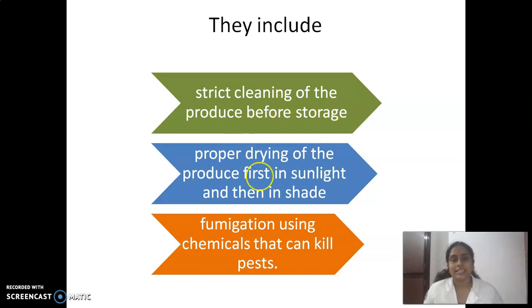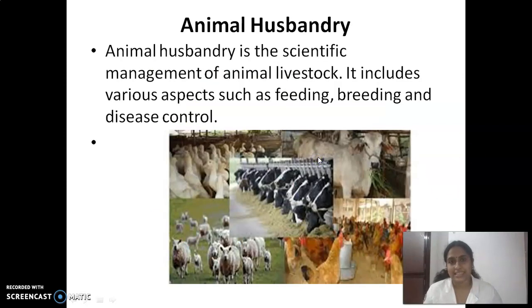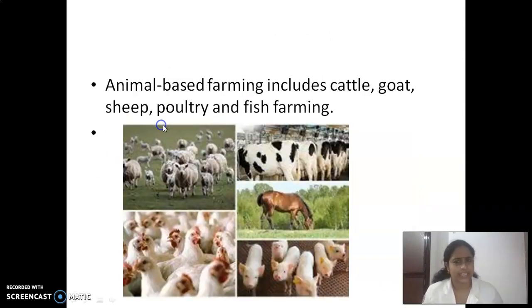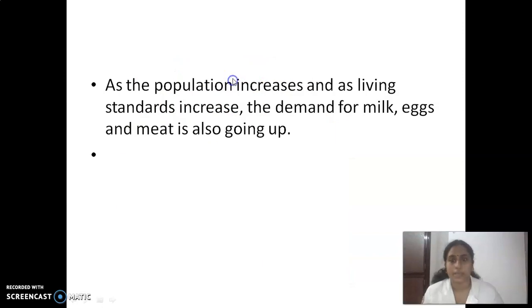Now let's discuss a new topic in this lesson, that is animal husbandry. What is that? It is a scientific management of animal livestock. It includes various aspects such as feeding, breeding and disease control. So it includes different management techniques. And that is animal based farming, including cattle, goat, sheep, poultry and fish farming.